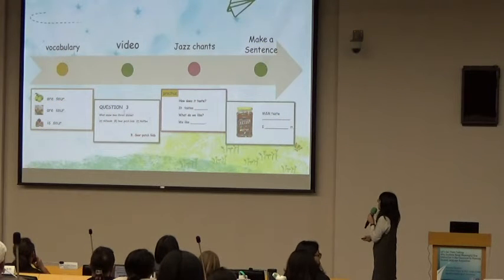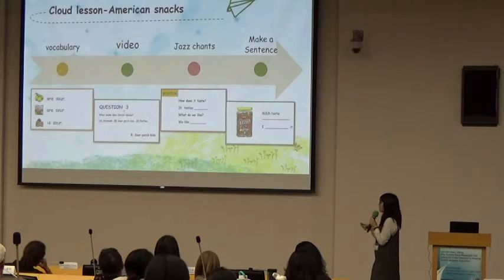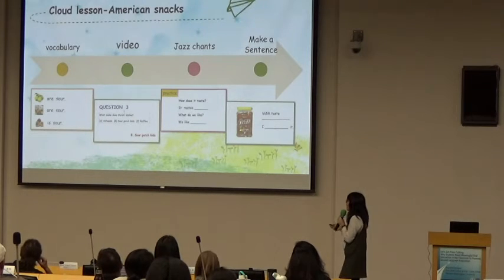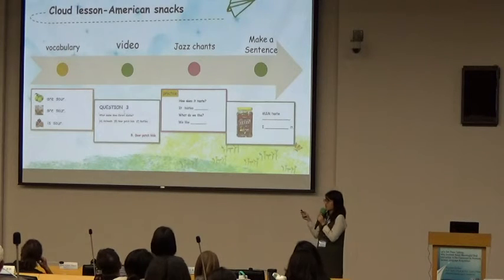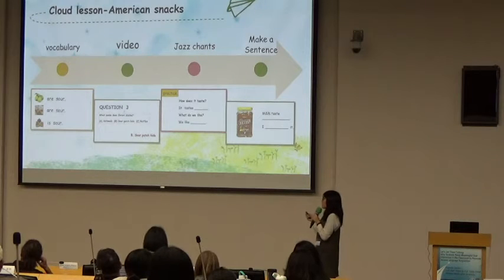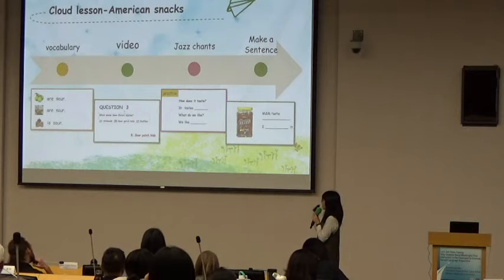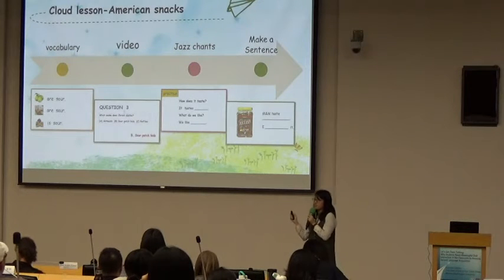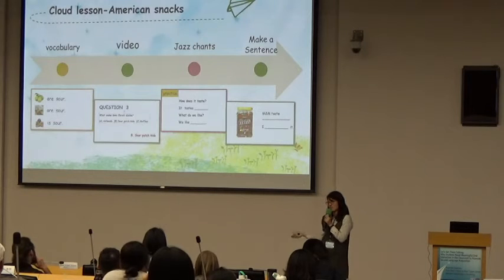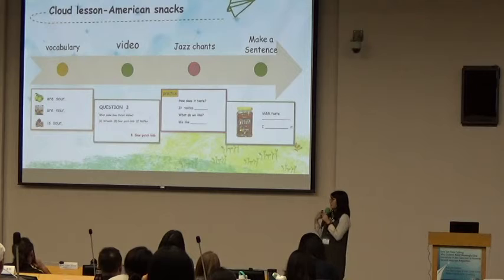And the second one I want to share is the American snacks. For the vocabulary part, I say limes are sour, plums are sour, passion fruit is sour. So the students need to guess what sour means. They can answer me in Chinese, and I would check it.